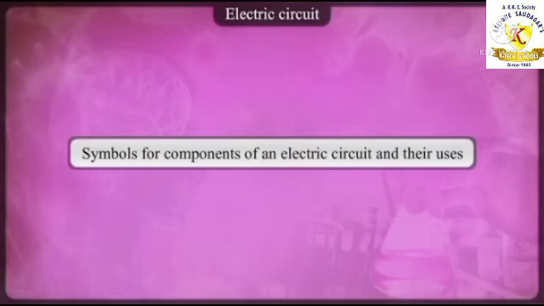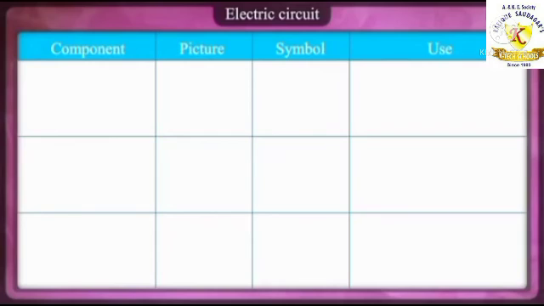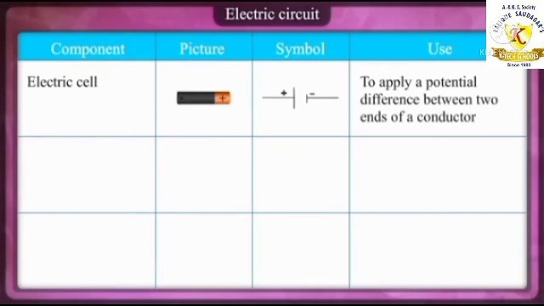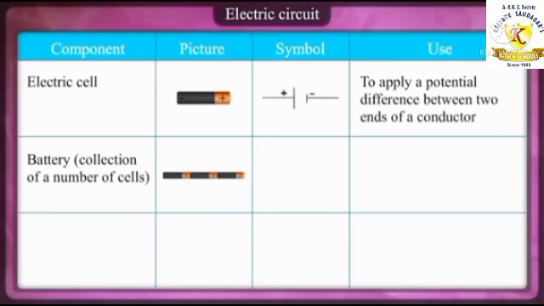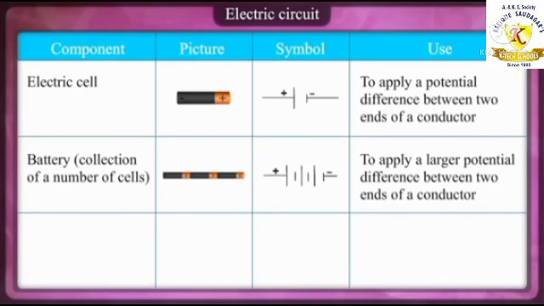Now the components of an electric circuit and their uses. Component, picture, symbol, use. Electric cell: picture, symbol, and what's the use? To apply a potential difference between two ends of a conductor. Next, battery, a collection of a number of cells. You can see the picture and symbol of the battery. Next, use of battery: to apply a larger potential difference between two ends of a conductor.